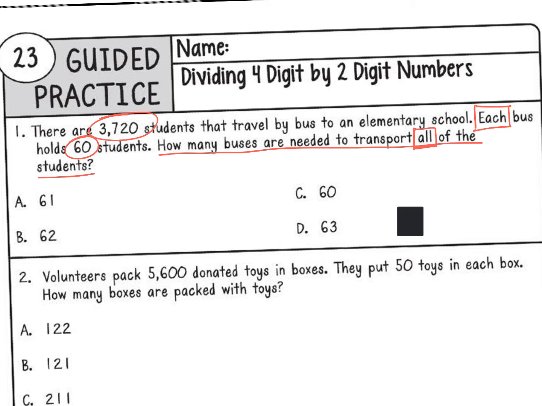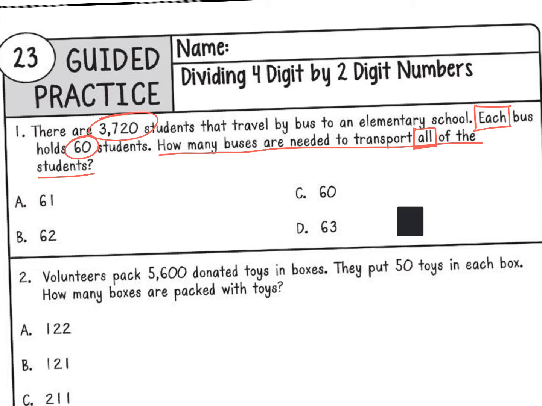I looked to see what numbers I know. There are 3,720 students total. This is like a total number. Does it tell me it's total? No, but it tells me that that's how many students are traveling by bus. And it tells me that each bus holds 60 students, and it wants to know how many buses are needed.